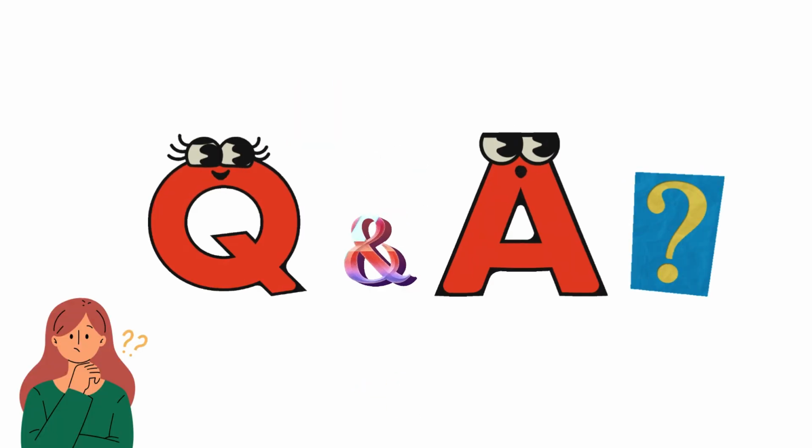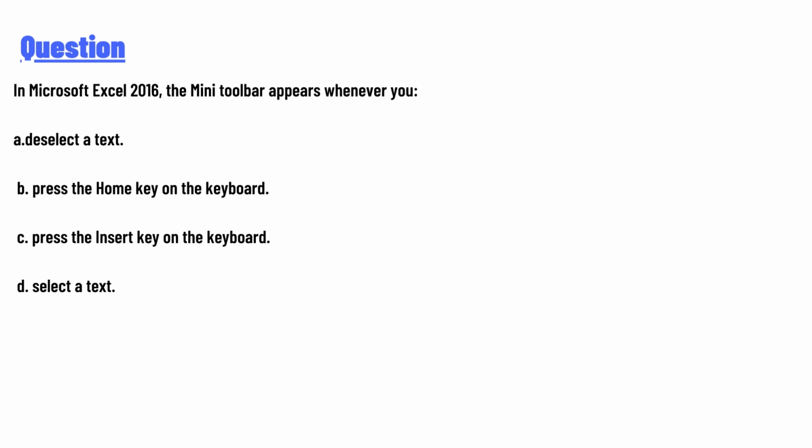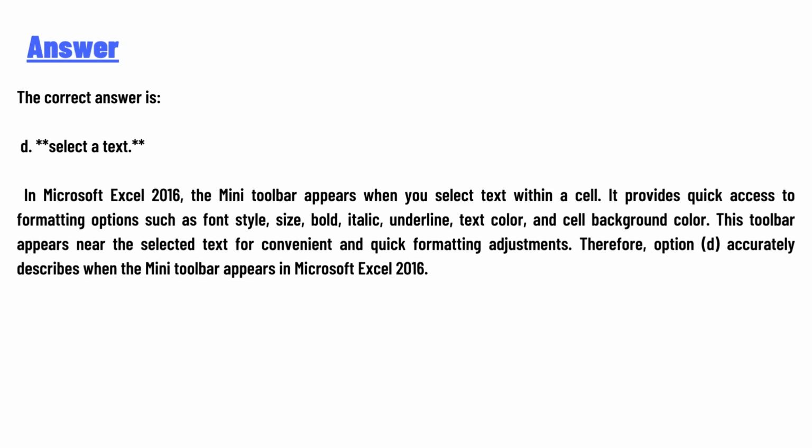So our today's question is: in Microsoft Excel 2016, the mini toolbar appears whenever you select a text. B. Press the Home key on the keyboard. C. Press the Insert key on the keyboard. D. Select a text. The correct answer is D.